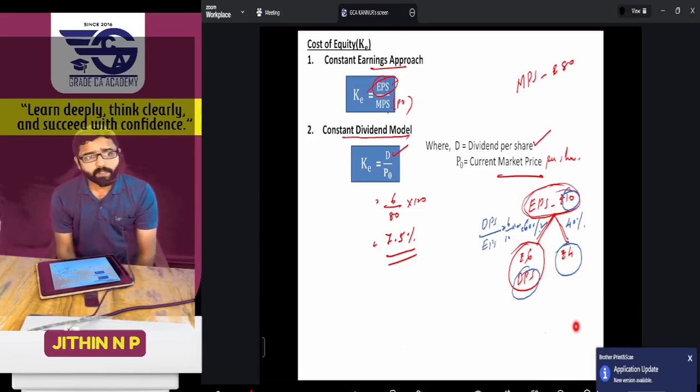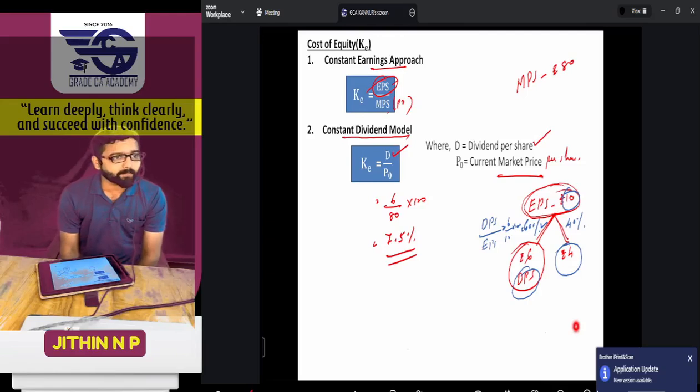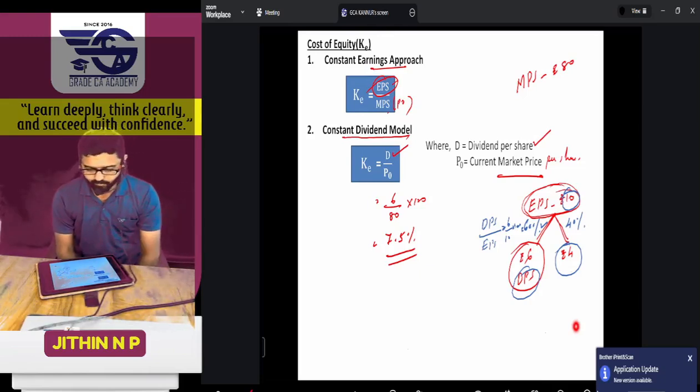40%. How to find out the retention ratio? 1 minus dividend payout ratio. 1 minus 60% is 40%. Clear? Then under the constant dividend model, K is DPS divided by MPS, or D divided by P0. Clear?